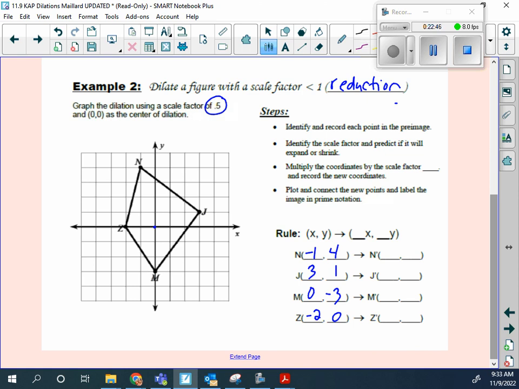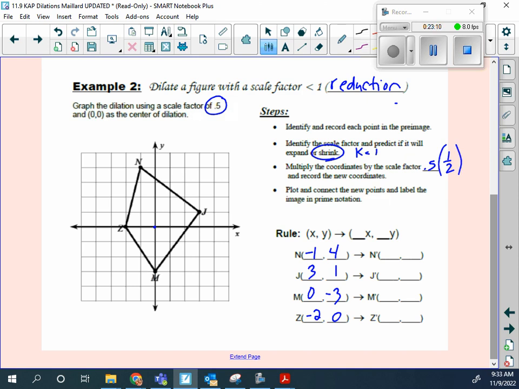Okay. Now, the scale factor was 0.5. We're predicting expand or shrink. Well, they already told us it's going to shrink. But why is it shrinking? That's right, because your scale factor was less than 1. Multiply the coordinates by the scale factor 0.5 or 1/2, whatever is easier for you to think of it, because 0.5 is the same as 1/2.